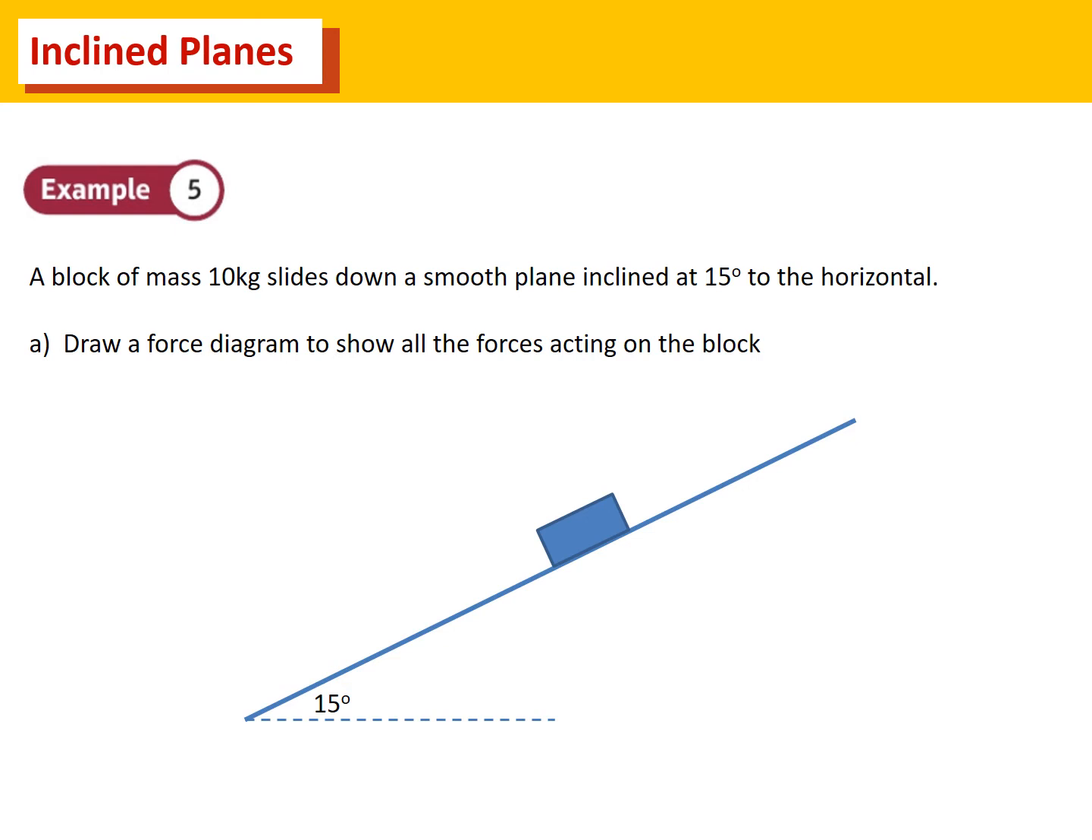In this example then, we have a block of 10 kilograms sliding down a smooth plane inclined at 15 degrees to the horizontal. So the forces on that block, straight away we can always put the weight on. Remember, if the mass is 10 kilograms, the weight is 10g newtons. The block is in contact with an inclined plane, so there is a normal reaction force at 90 degrees to that plane. The incline is smooth, so there's no friction acting, and there's no push or pull force, so those are the only forces acting on the object.